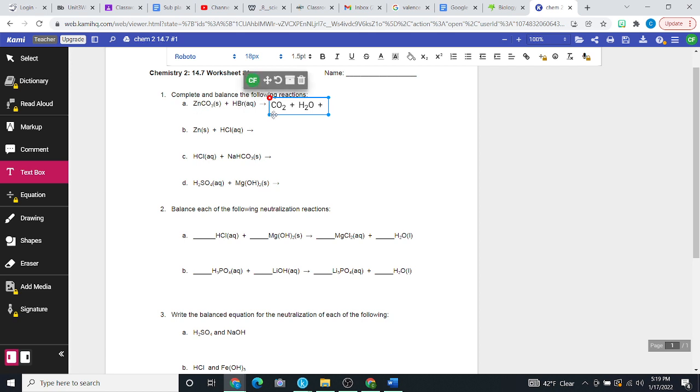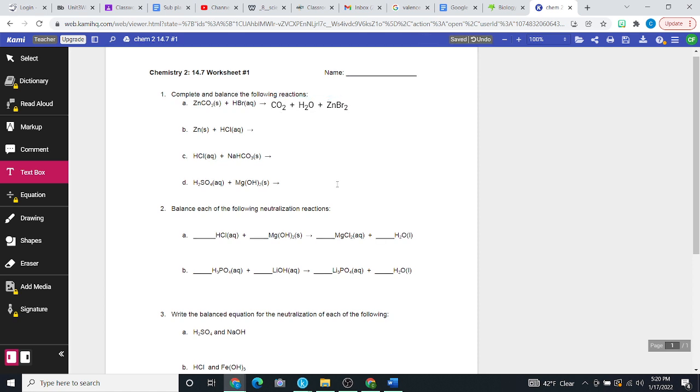Now, the problem is that I need this salt for my charges to cancel out. Now, zinc is a +2 and bromine is a -1. So it must be Br2. All right, then go back and balance this. If you look, I think you just need to put a 2 in front of that bromine and then everything's balanced.